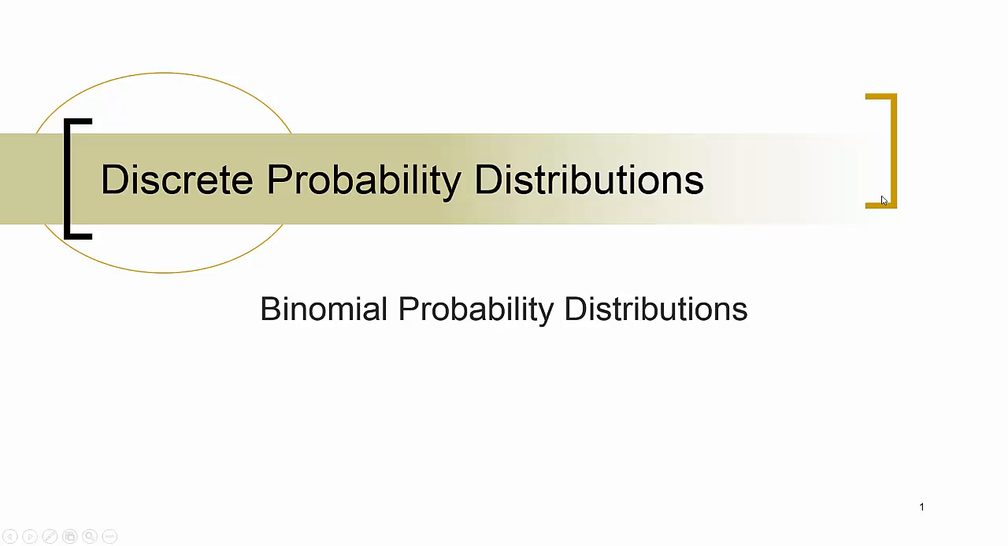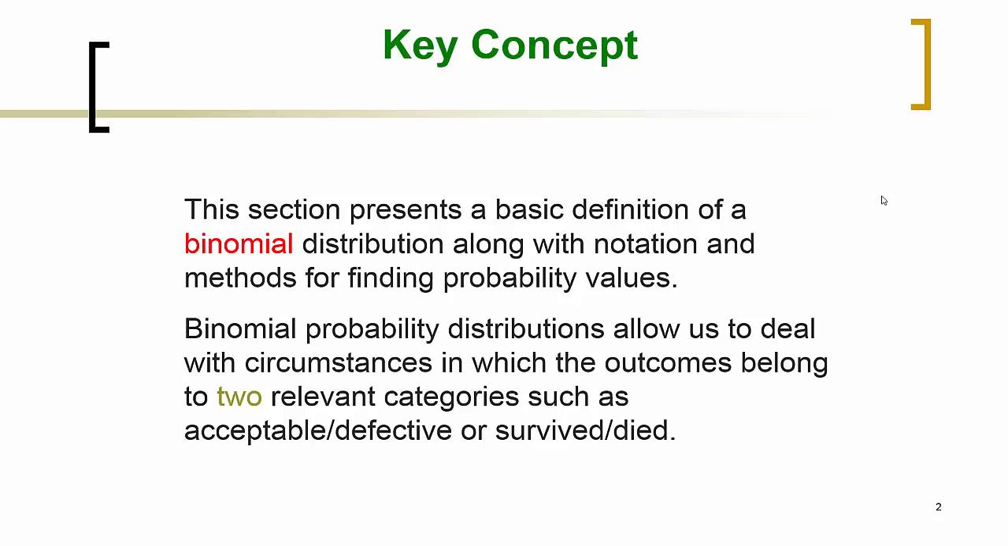In this section, we're going to learn about binomial probability distributions. This section presents a basic definition of a binomial distribution, along with notation and methods for finding probability values. Binomial probability distributions allow us to deal with circumstances in which the outcomes belong to two relevant categories, such as acceptable and defective, or survived or died.